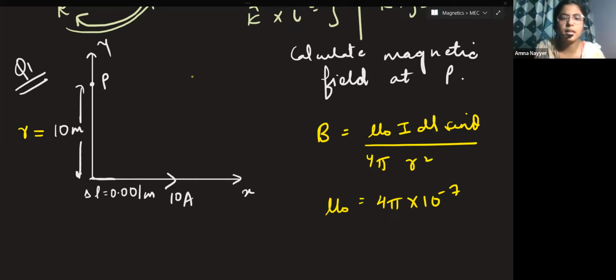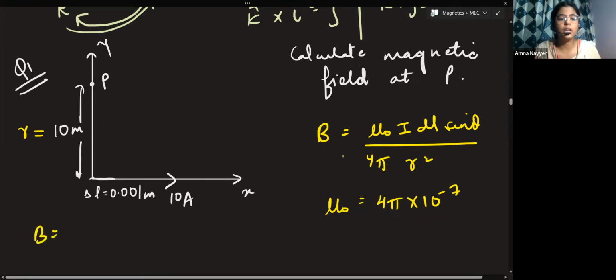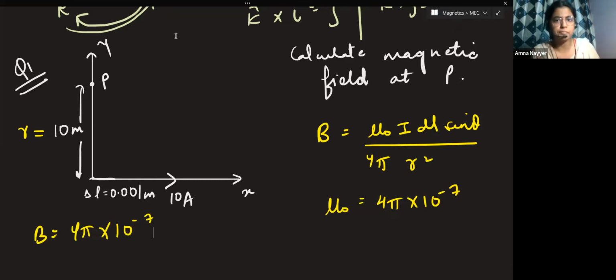All right, let's discuss it now. So only 3 students have tried. Fine. See, the position vector is given to you as 10 meters, the distance from the current element to the point P that we have chosen. Length is given as 0.001 meters. Current is given as 10 amperes. So just put in all the values. B will be equal to mu naught, which is 4 pi into 10 to the power minus 7. Then you have current.